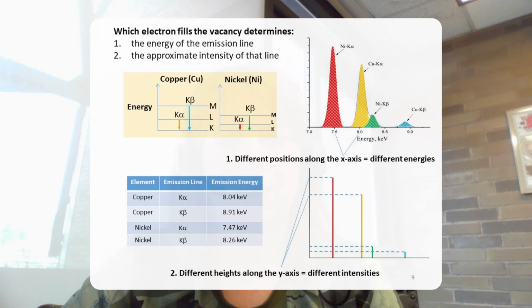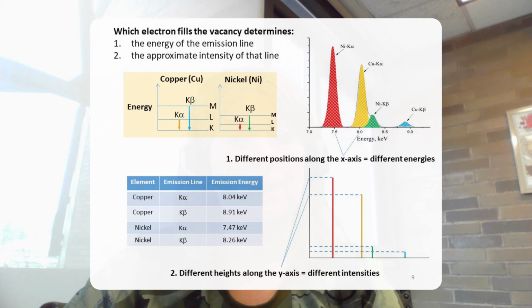The relative height of copper's K alpha to K beta peak correlates to the probability that an electron will relax from the L or M orbital to fill the vacancy. What the spectra show is that it is more probable for K alpha emission to occur than for K beta emission. Or, in other words, it is more likely for an L electron to fill a vacancy in the K orbital than it is for an M electron to do so.